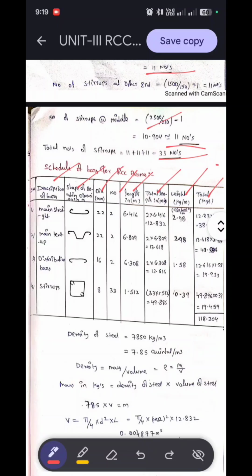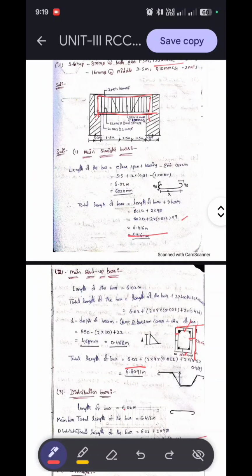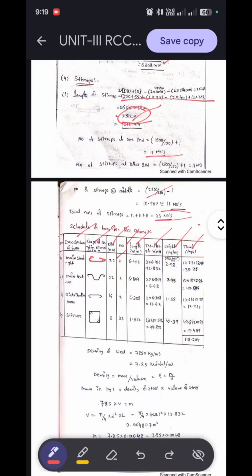So the first item of work, main straight bar. He clearly mentioned the figure, the bar bending shape. So the bottom bar looks like that. Dia of the bar is 22 mm, already given in the question. Number of the bars is 2. The length is 6.416 meters. So total length is 2 numbers into length, 2 into 6.416, total length 12.832 meters.